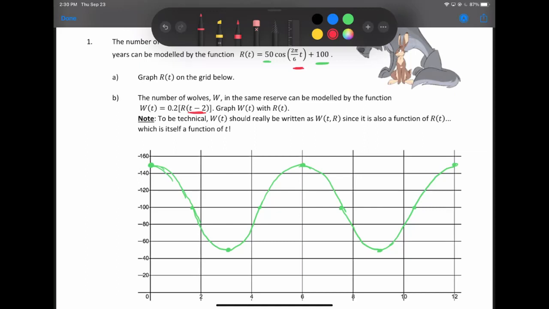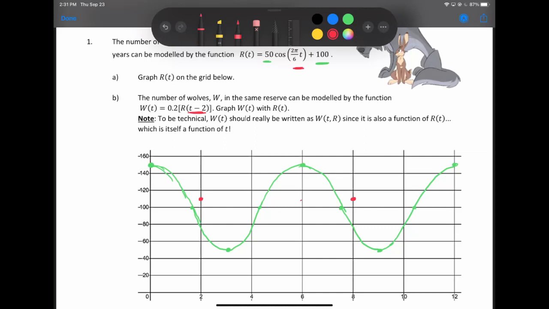So that means they're going to be shifted over 2 to the right, 2 years later, and they're going to have a smaller amplitude because of the 0.2 in front. So that means it's going to go 100 plus and minus 10. So now we get our peak at 2 years, and it'll be 100 plus 10. And then that repeats every 3 years. So every 6 years. So 2 to 8.